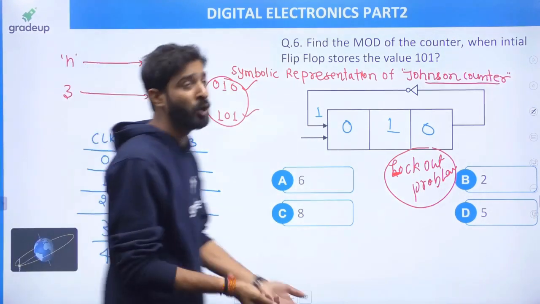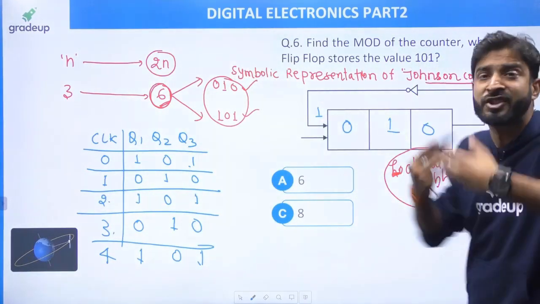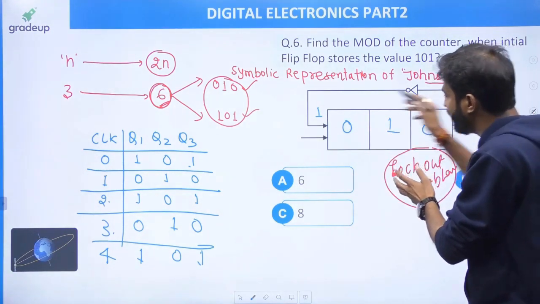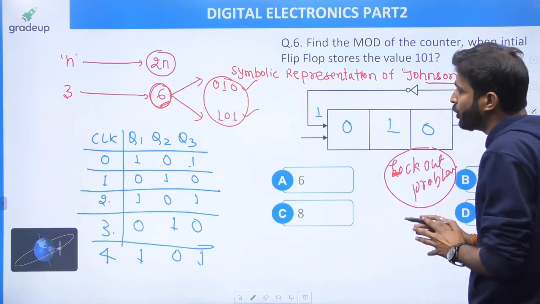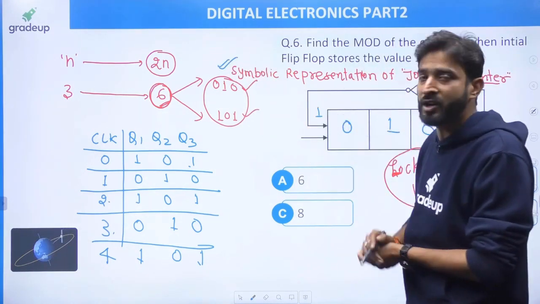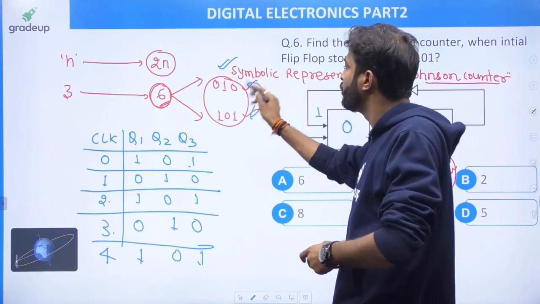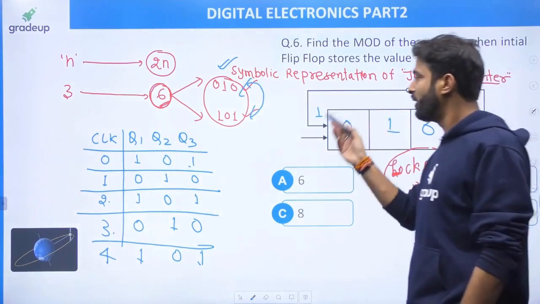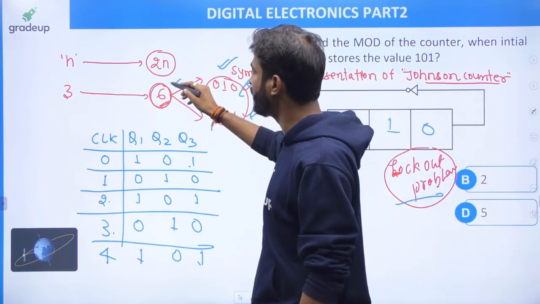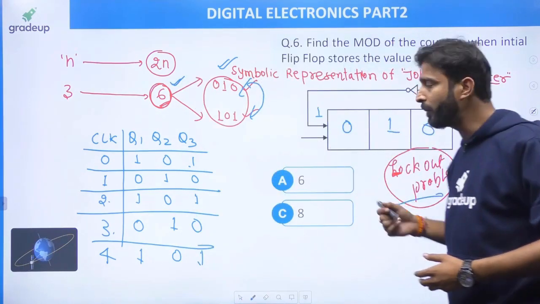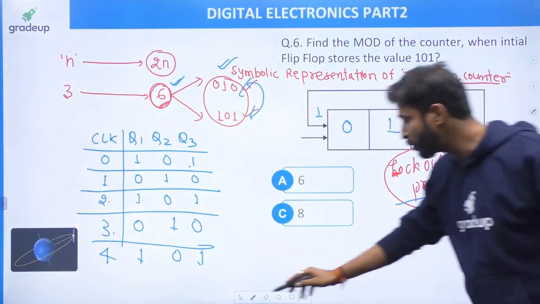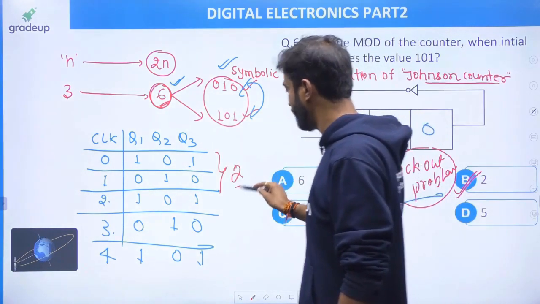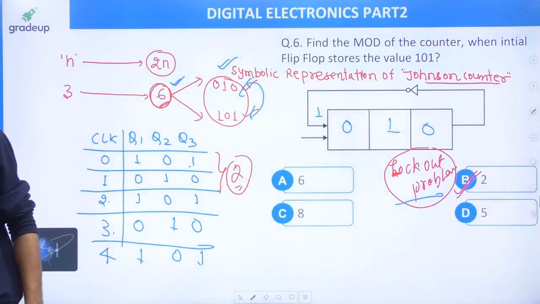So my dear friend, even though we know that a Johnson counter should have 6 states, mode 6, here it initially stores a value which is one of the unused states of the Johnson counter. That's why it will get trapped in these 2 unused states, and this is called the lockout problem. Initially the mode should be 6, but as we know it suffers from the lockout problem, the mode becomes just 2. Only these 2 values are repeated. So the mode of this circuit is 2.